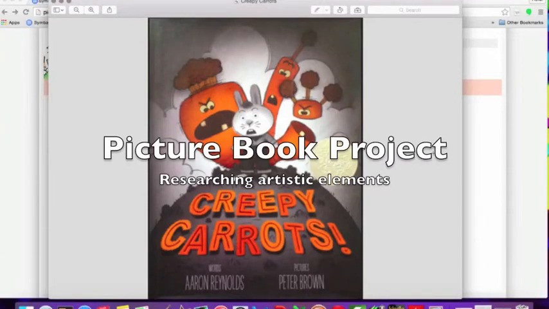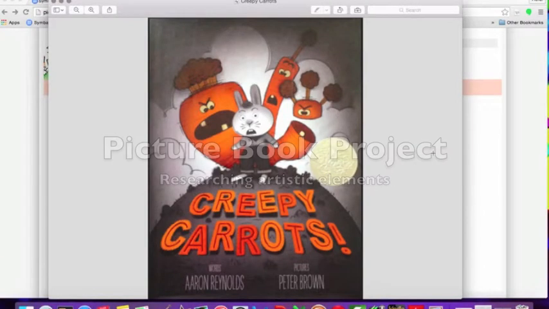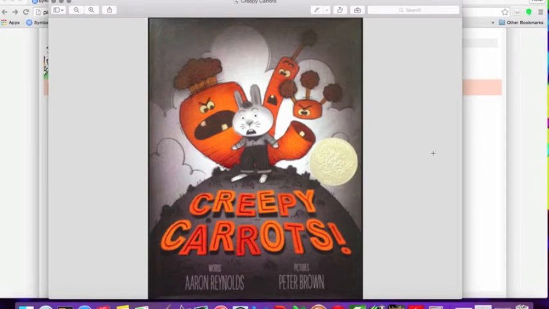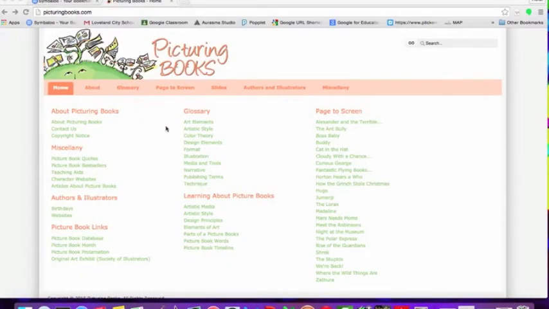I selected the picture book Creepy Carrots to really take a closer look at. It's written by Aaron Reynolds, and the pictures are by Peter Brown. One of the things that really struck me about this text is the limited use of color. Really, all that this illustrator uses are blacks and whites and grays, and then the orange in there. So, in doing a little bit of research about picture books, I'm going to focus on color theory.